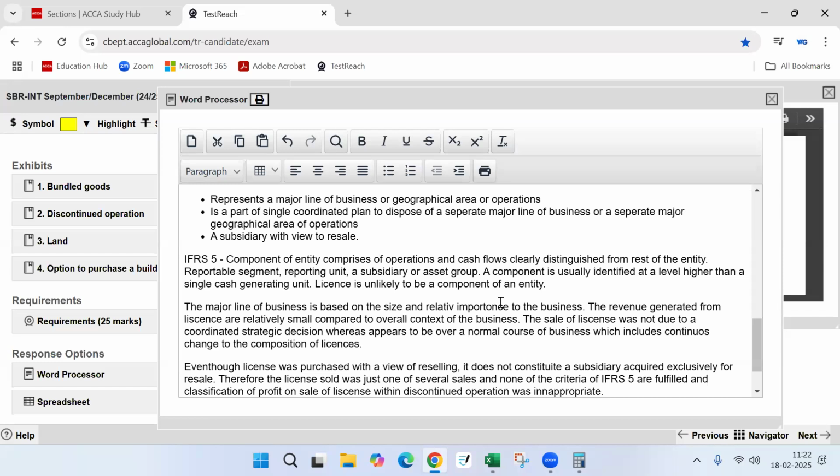Right? You cannot create a discontinued operation format just because you purchased the license with a view to resell. No, it doesn't classify as the subsidiary category. It doesn't meet the definition of a major component or anything. It's just a normal asset.